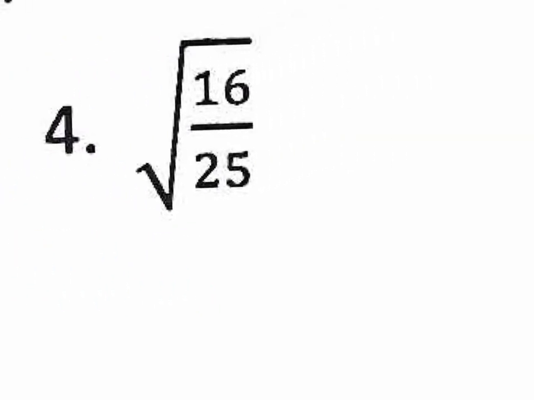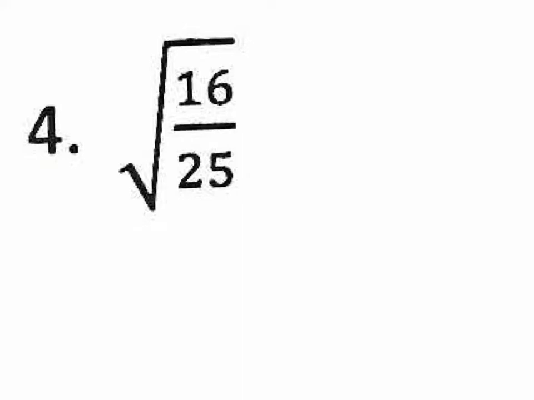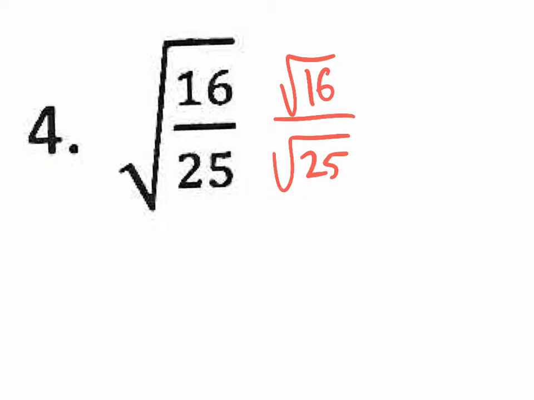Number 4. We had written down, it wasn't typed up, but we had written down that we could split this root. So let's do that. Let's split it. Square root of 16 up on top. Square root of 25 on the bottom. These are perfect square numbers. This is a really easy answer. What's the answer? 4 over 5. So the answer is 4/5.